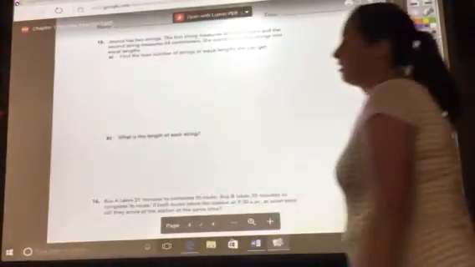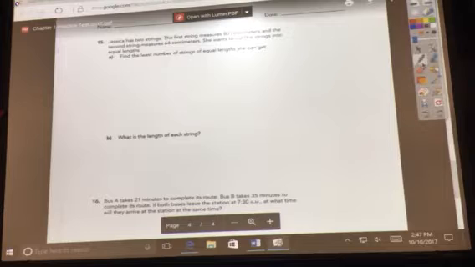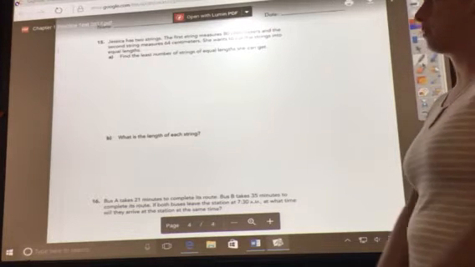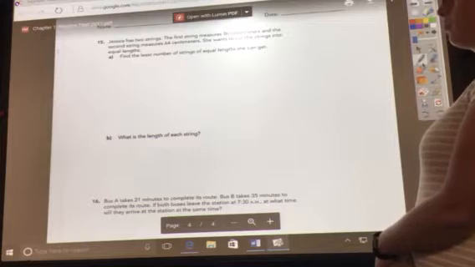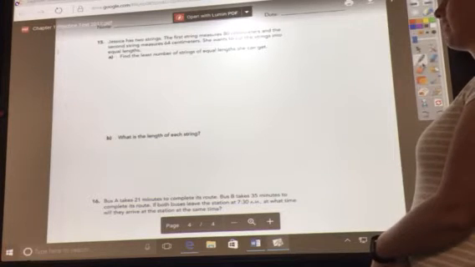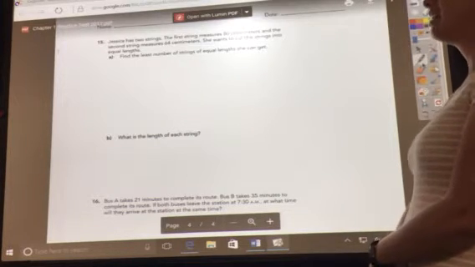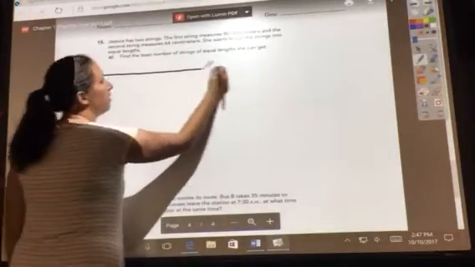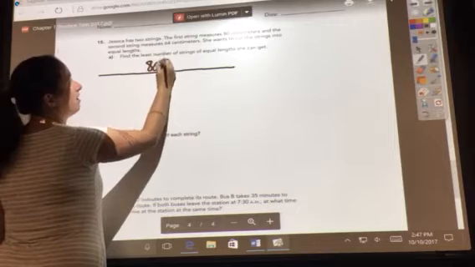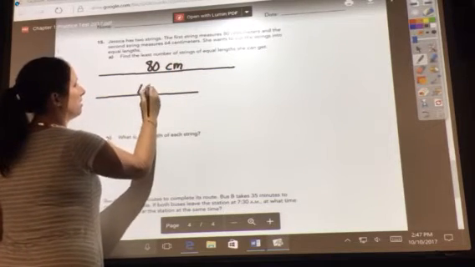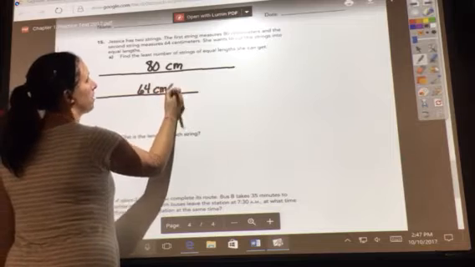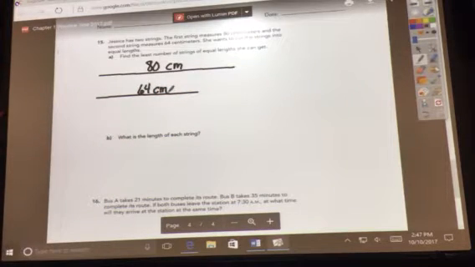All right, so I'm moving on to the very last page of the practice test, and these are getting pretty difficult as we go. Looking at number 15, it says Jessica has 2 strings. The first string measures 80 centimeters, and the second string is 64. So I have a string here, and it's 80 centimeters, and the second string is 64 centimeters. She wants to cut the strings into equal lengths.